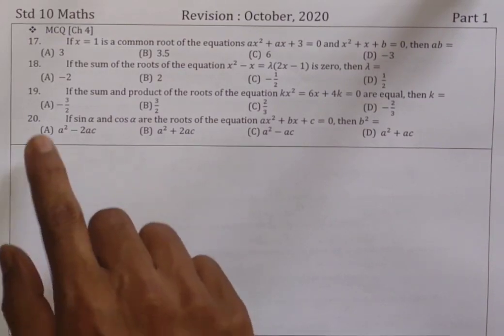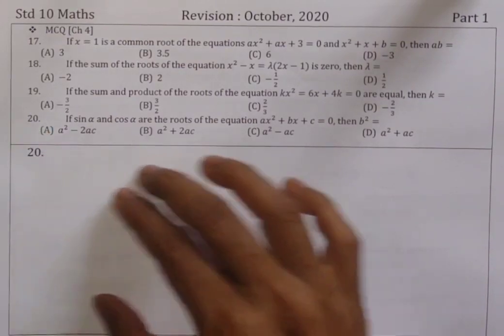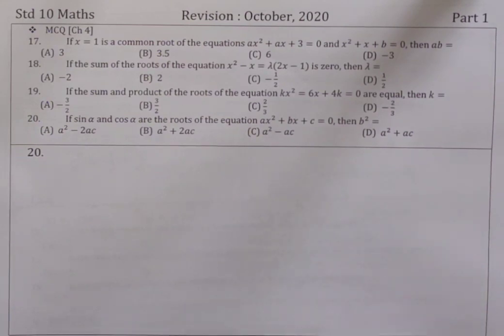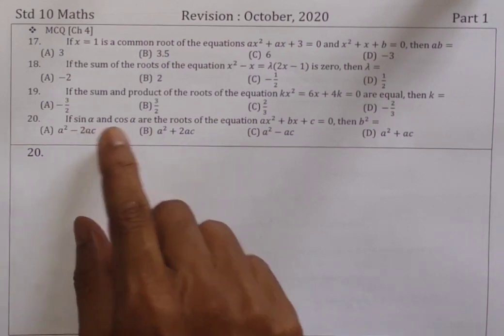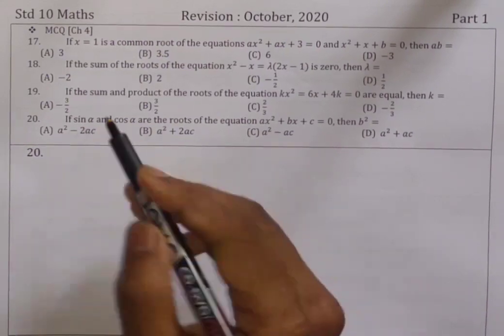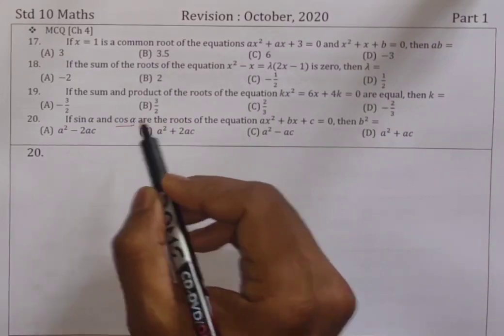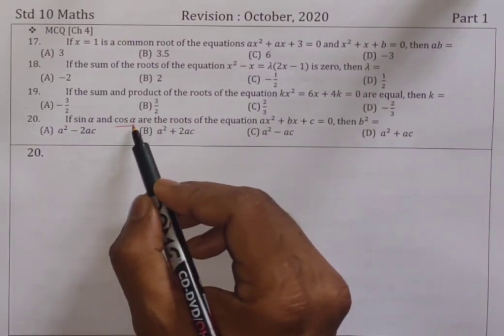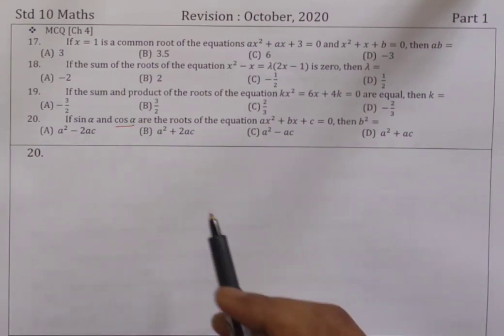So, children, the 20th we are going to do separately. I need more space. Okay, that is the reason. Okay, let's look at the statement. If sine alpha and cos alpha, children, in your assignment paper, it is beta here. So, here's one correction. Okay.